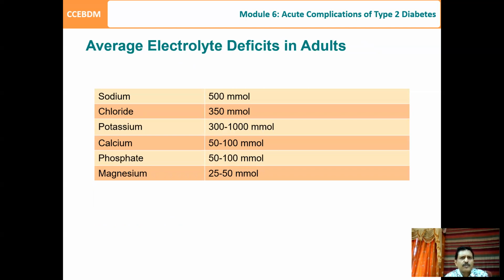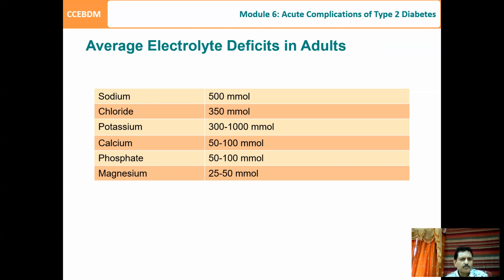So this is the list of average electrolyte deficits in the adult. The most important point is the potassium. If the patient is suffering from diabetic ketoacidosis, then in most situations the patient will require a replacement dose of potassium.